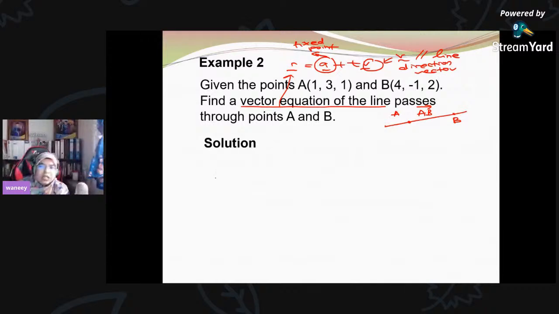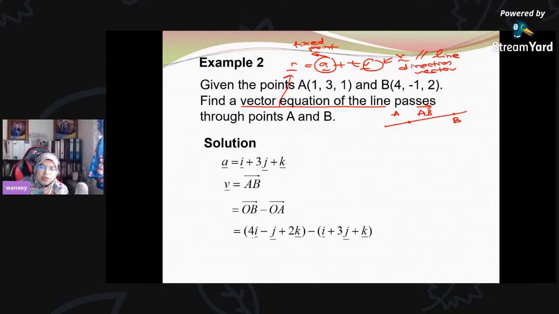Okay, so now calculate AB first. V is equal to AB, so that is OB minus OA. B is 4, negative 1, 2, so 4i minus j plus 2k, minus OA, which is 1, 3, 1, so i plus 3j plus k. And then you subtract them. So this is 3i minus 4j plus k. That is actually your V.